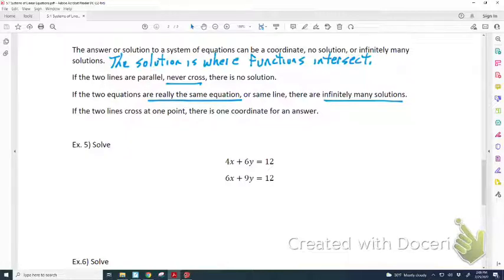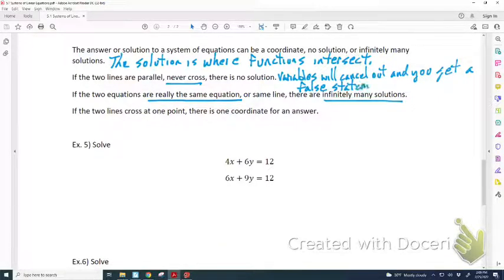Variables will sometimes cancel out, and it'll look really weird. Variables will cancel out, and you get a false statement. That's for no solution. So you're going to get some kind of statement like it's going to say 0 equals 3, which makes no sense. That's not true. So then you know it's a no solution.